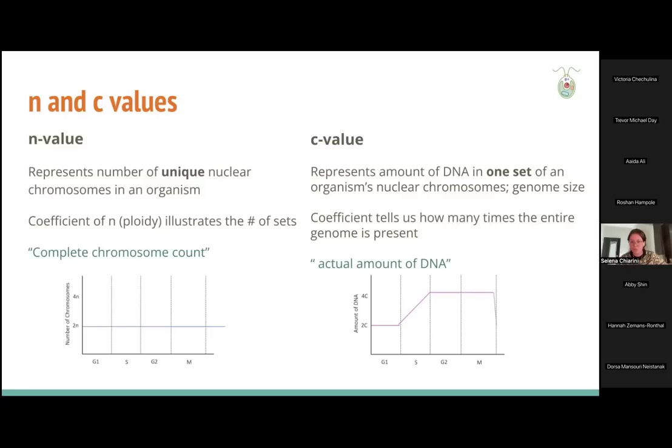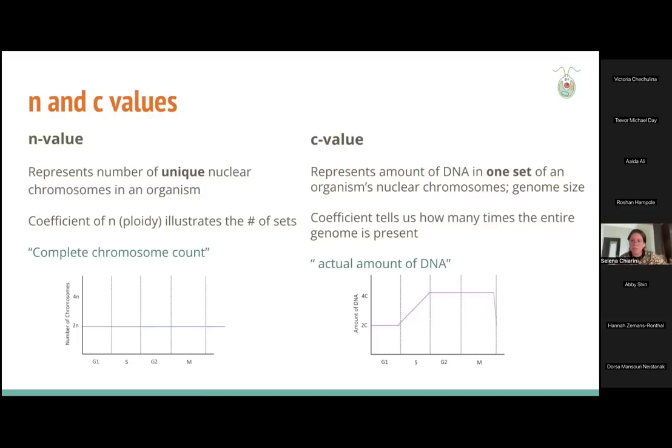N values and the coefficient of N, we have in a human, it stays 2 the entire time. Whereas if we're looking at the coefficient of C in humans, it doubles. So remember, when we are talking about this, there's a really in-depth explanation in the notes of this slide as well, if this doesn't suffice, but hopefully it does.